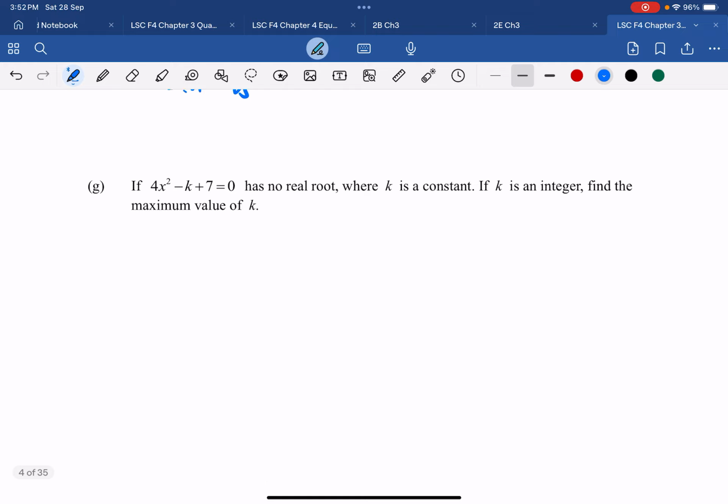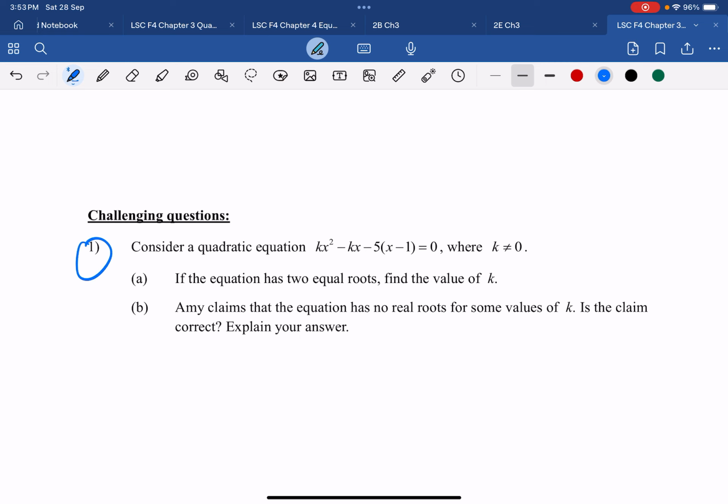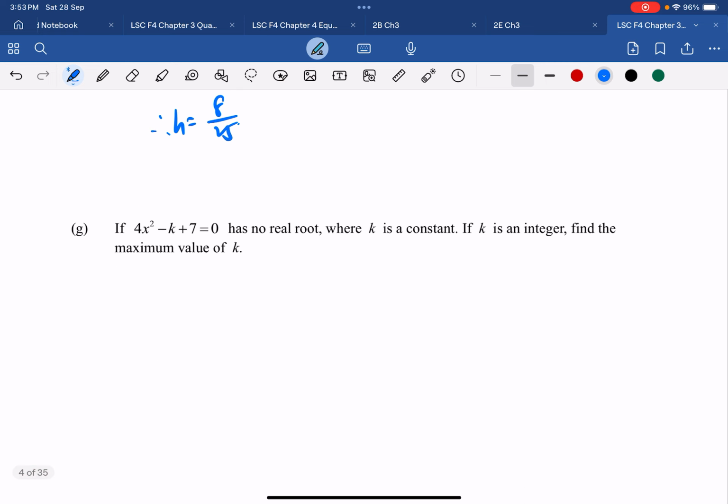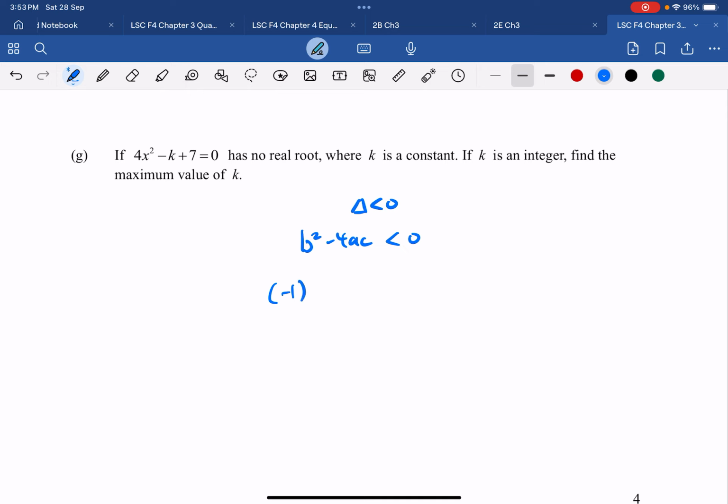You try this question, plus this question. Pause the video first to give yourself some time to think. Let's see. This equation has no real root, so delta is less than 0. So b squared minus 4ac less than 0. Be careful, okay? A is 4 because of 4x squared. B should be 0 in this case because there is no x term. And C is negative k minus 7.